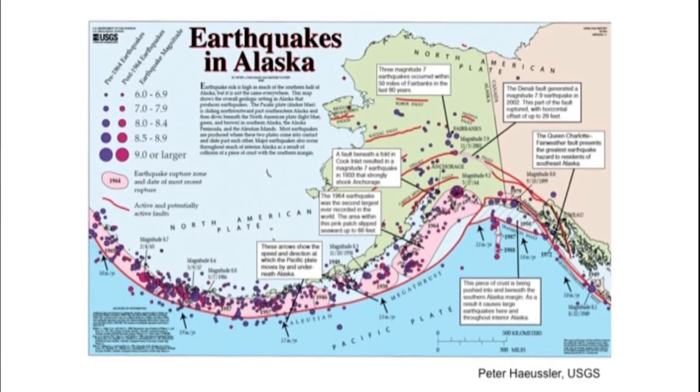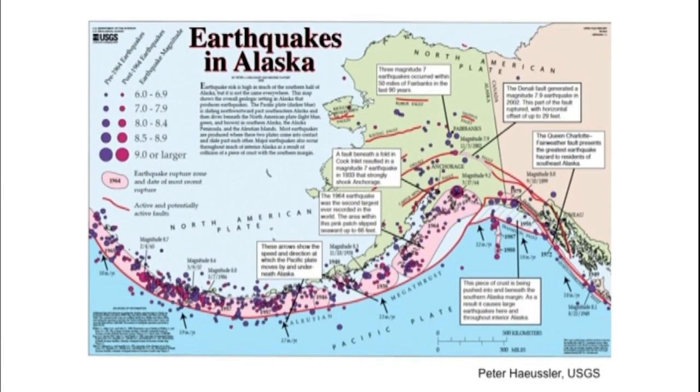And along the entire Aleutian Arc, you can see 1938, 1946. These earthquakes have ruptured some portion of the plate boundary over the last century. Even along here, Queen Charlotte Fault, 1972, 1949. So Alaska is one of the most seismically active regions in the world. It's by far the most seismically active region in North America.